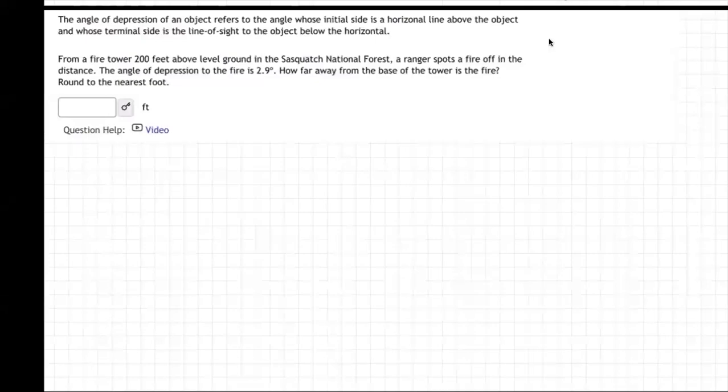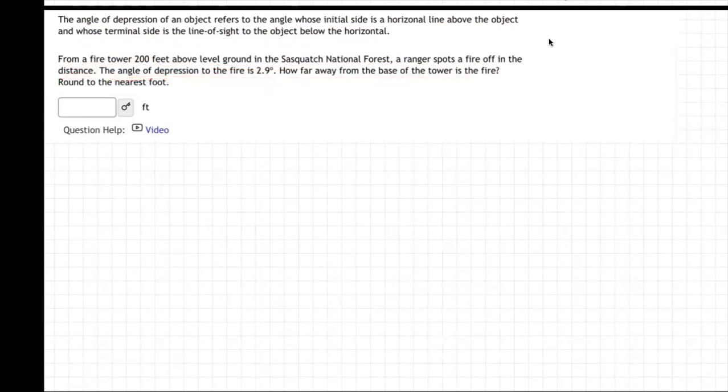Okay, on this question, it says the angle of depression of an object refers to the angle whose initial side is the horizontal line above the object and whose terminal side is the line of sight to the object below the horizontal. From a fire tower 200 feet above level ground in the Sasquatch National Forest, a ranger spots a fire off in the distance. The angle of depression to the fire is 2.9 degrees. How far away from the base of the tower is the fire?